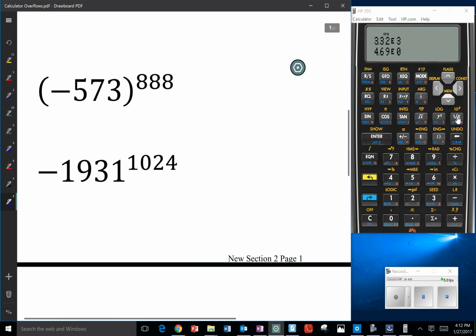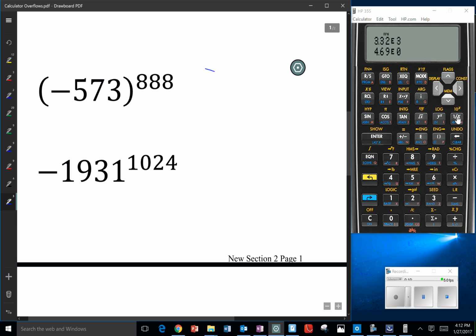On this one, the negative is inside the parentheses. So here's what your brain needs to do. If I take a negative number in parentheses to an odd power, it will always make a negative number, right? So if I took, let's say, negative 3 to the 5th power, I know it's going to be negative because the power is odd. If I took negative 3 to the 10th power, I know automatically it's going to be positive, right?